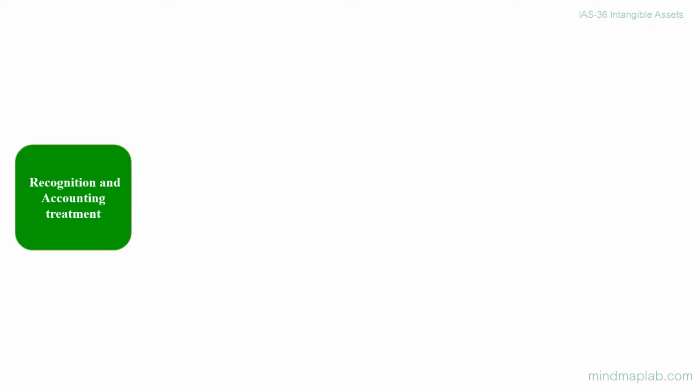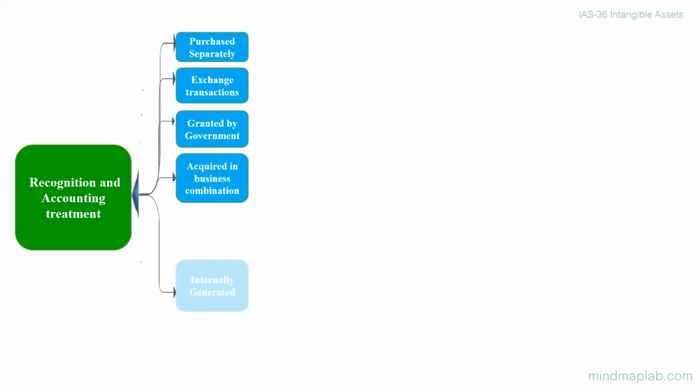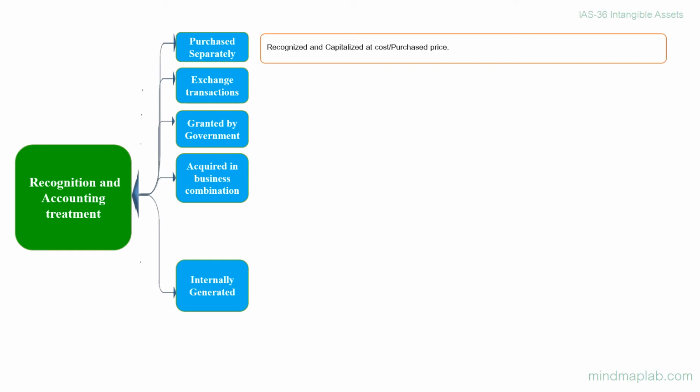Recognition and accounting treatment. For intangible assets: purchased separately, exchange transactions, granted by government, acquired in business combination, internally generated. Purchased separately: these are recognized and capitalized at cost, the purchase price. Exchange transaction: an intangible asset may be acquired in exchange or part exchange of another intangible asset.